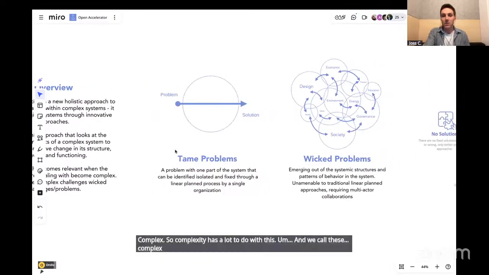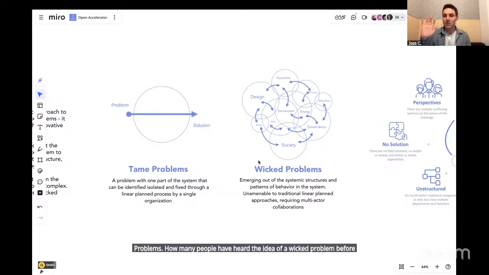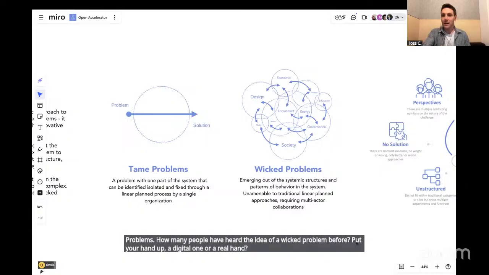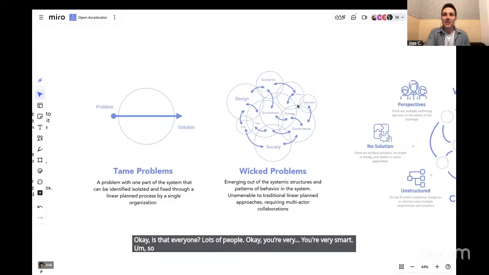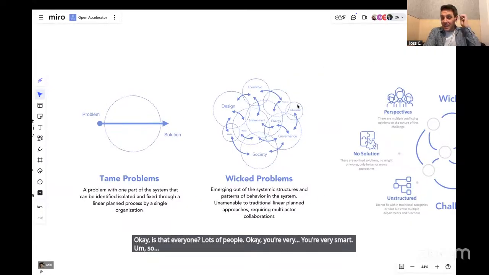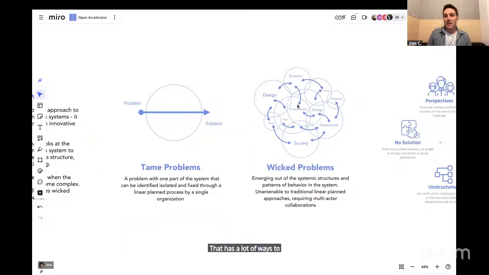complex challenges wicked problems. How many people have heard the idea of a wicked problem before? Put your hand up, a digital one or a real hand? Okay, is that everyone? Lots of people. Okay, you're very smart. So again, that's an idea that has a lot of ways to understand it. There are many aspects to wicked problems. You can contrast them to tame problems.